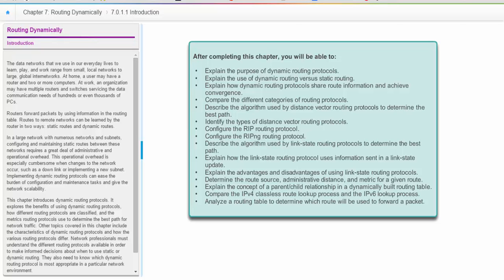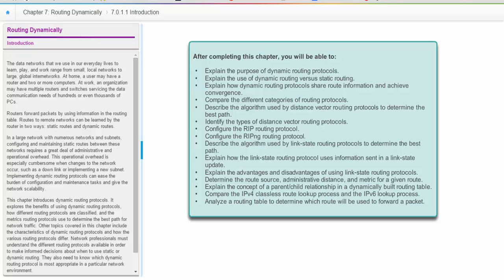That means that they've become one giant network. Compare the different categories of routing protocols. We'll describe the algorithm used by distance vector routing protocols to determine the best path. Identify the types of distance vector routing protocols. We'll configure the RIP routing protocol. We'll configure the RIP-NG routing protocol. The difference there is one is for IPv4, the other for IPv6.